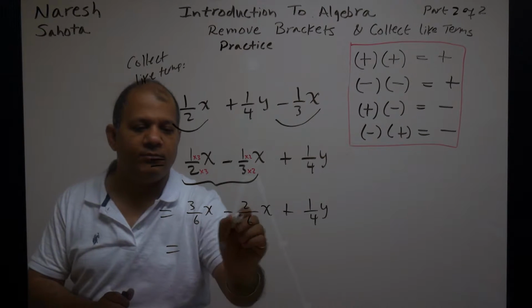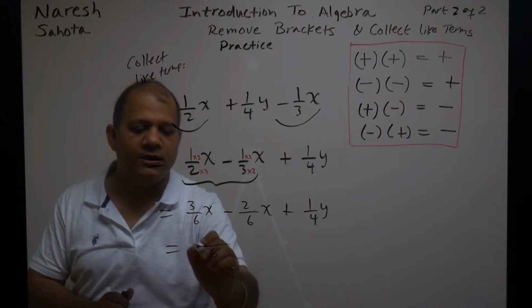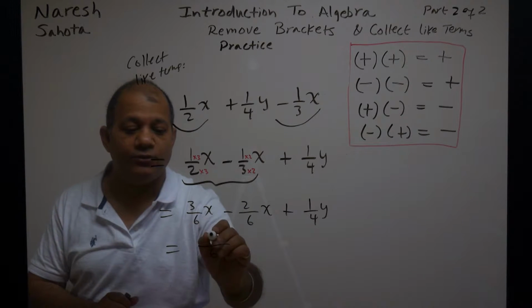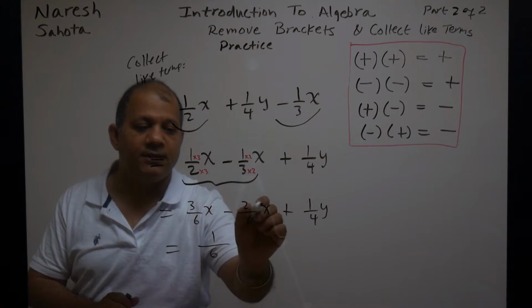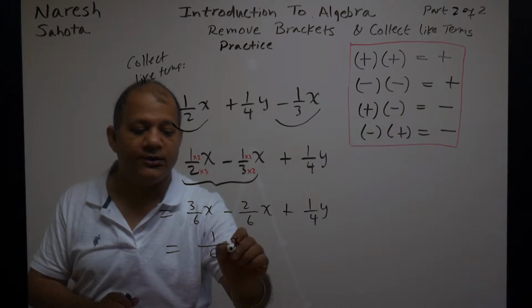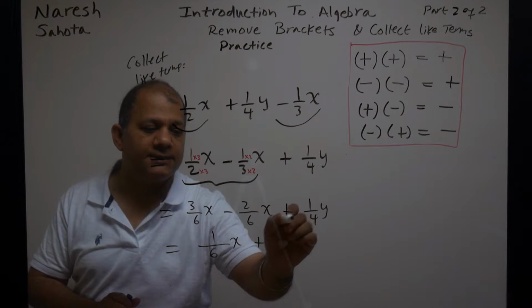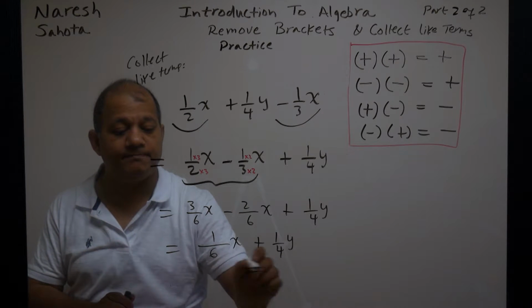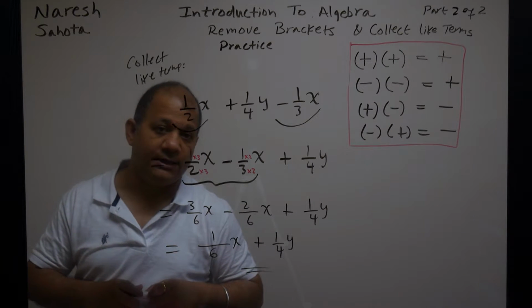So now here, both of these, same denominator, so all over 6. Now 3 take away 2. 3 take away 2 is 1, so 1 over 6. I'm collecting x terms, so the variable is x. And lastly, copy the y term, 1 over 4y. And we're done. So that's how we collect like terms.